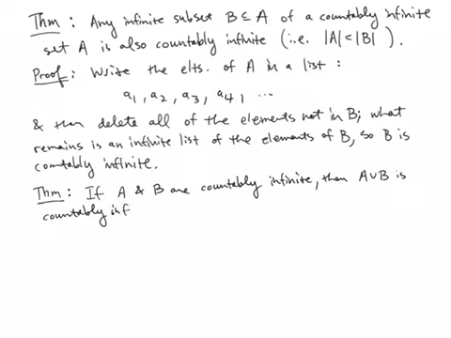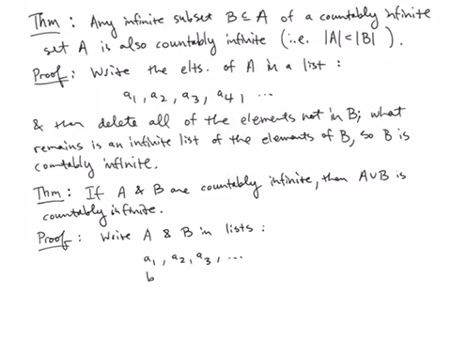Countably infinite. Okay, so combining a countable number of things with a countable number of things, you still have a countable number of things. And so the proof would be just write A and B in lists. So you have A1, A2, A3, dot, dot, dot, and B1, B2, B3, dot, dot, dot.